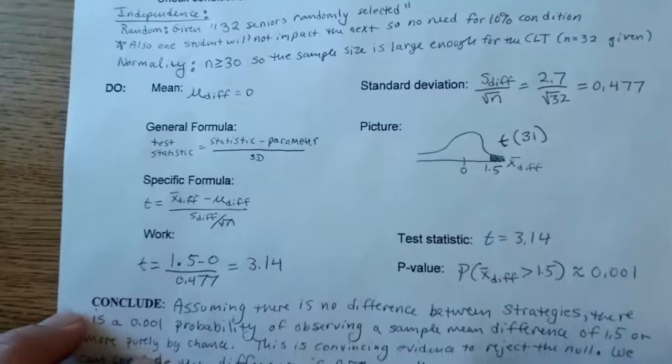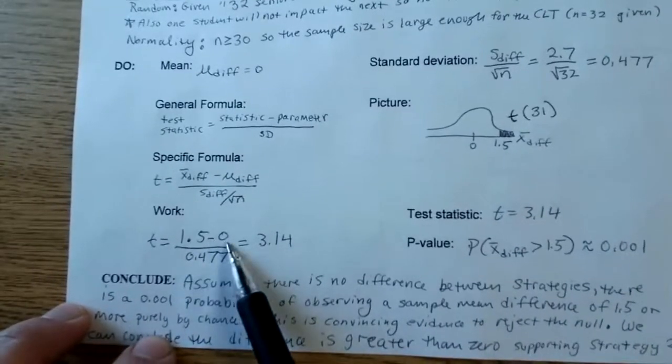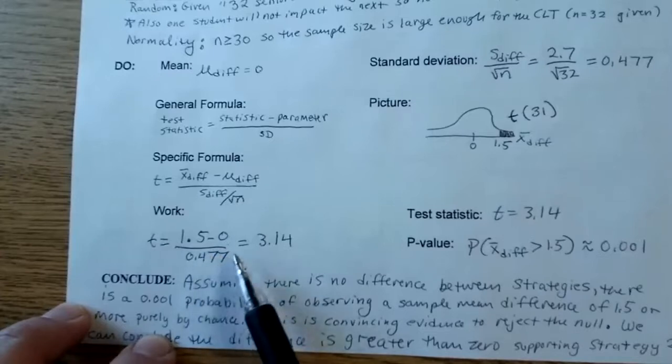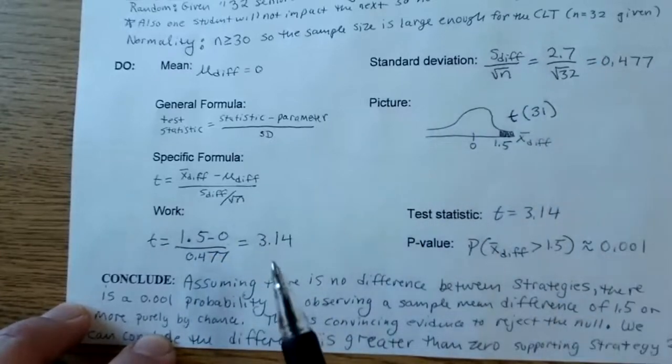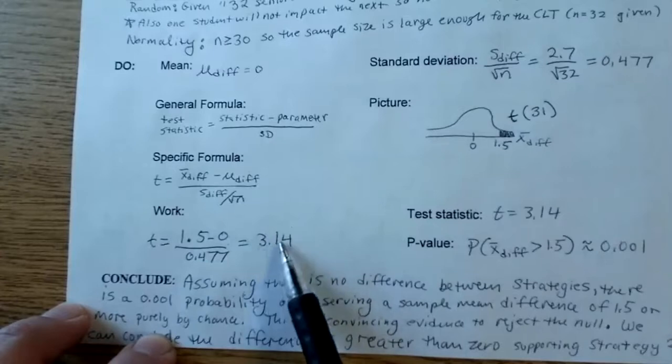All right, almost done here. So then you plug in the appropriate numbers. We assume that the parameter is 0, that there's no difference. What we observed in our sample was 1.5. Our standard error down here was 0.477, which we calculated up a little higher. So the probability of observing something this many standard deviations away or more extreme is our p-value.